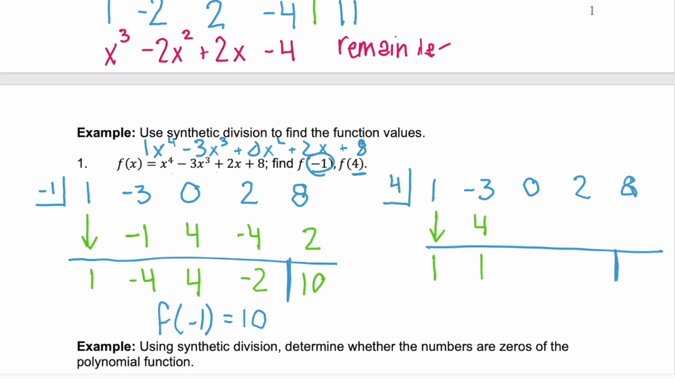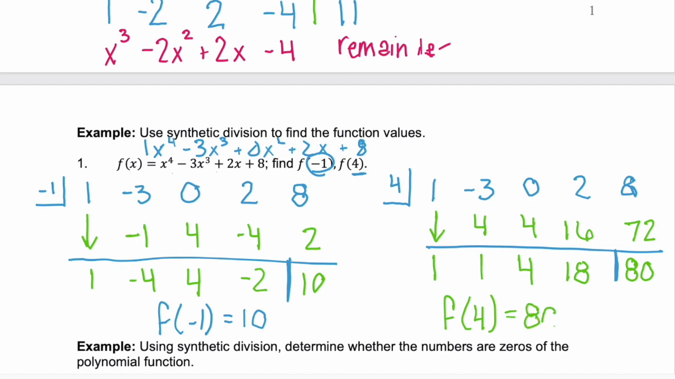Multiply by the divisor 4 to get 4. Add vertically, 4. Multiply to get 16. Add to get 18. 18 times 4 is 72. Add it to the 8, and you get 80, which tells us f of 4 is equal to 80.